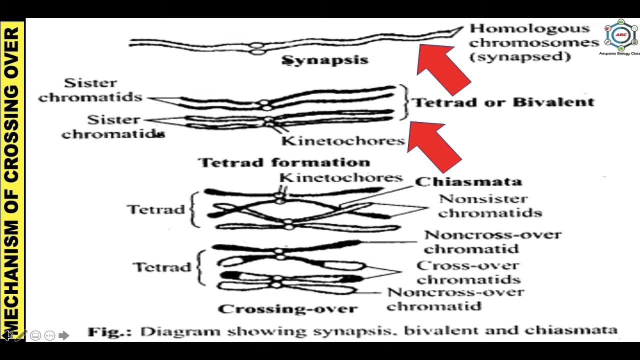Here, the chromatids of each synapsed chromosome slightly separate and become visible in the Pachytene substage of the prophase of meiosis. A group of 4 homologous chromatids is called a tetrad, and the crossing over occurs in the 4-stranded or tetrad stage. After this, now the crossover occurs.